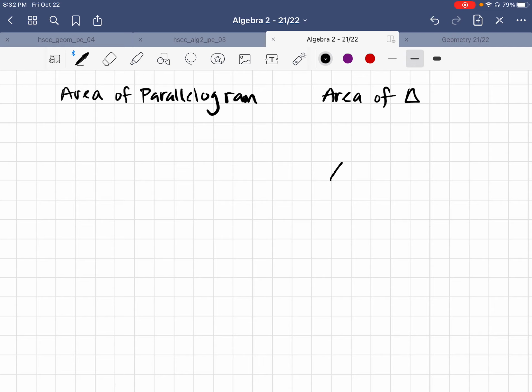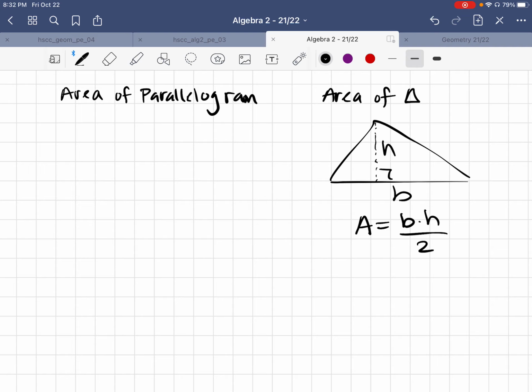All right. So the triangle, you're going to have your shape, and then you have something that kind of looks like that right there. That's your height, that's your base, and then the area is equal to the base times the height divided by 2. So that's the formula for the area of the triangle.